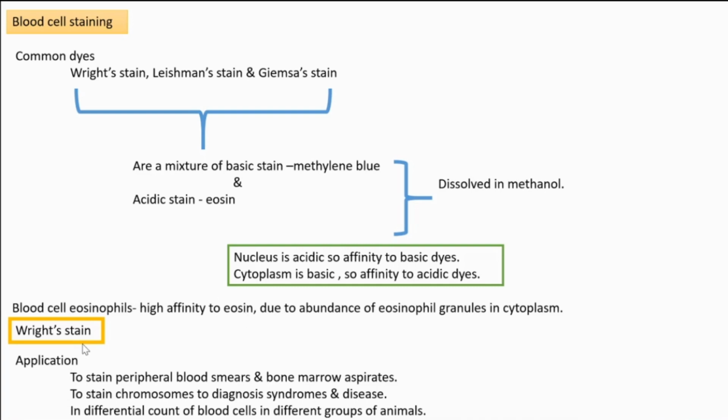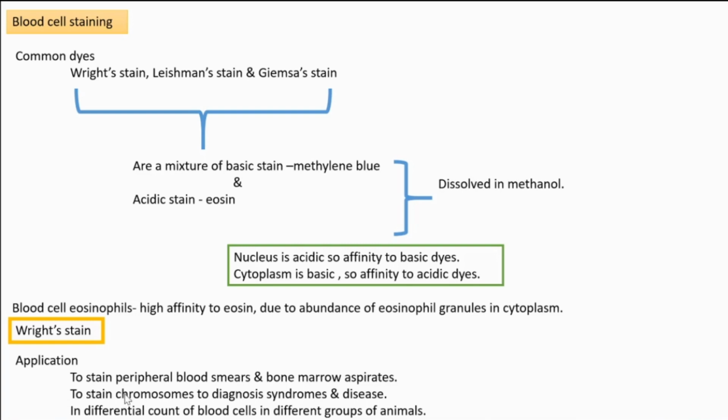Then next is Wright stain. Wright stain is a common blood cell staining stain, and in which situations are we using Wright stain? To stain peripheral blood smears. Blood smear is an actual practical that you will do in your sixth semester. And also bone marrow aspirates for examining the bone marrow contents.